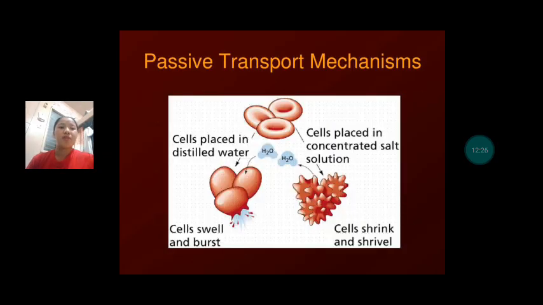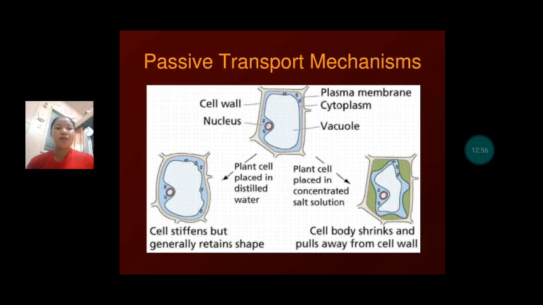Okay, so this is the passive transport mechanism. When a cell is placed in distilled water, the cell will be swelled or bloated, and then it will burst. And when a cell is placed in a concentrated salt solution, the cells shrink and shrivel. It will deform, as if it has spikes, when the cell is placed in a salt solution.